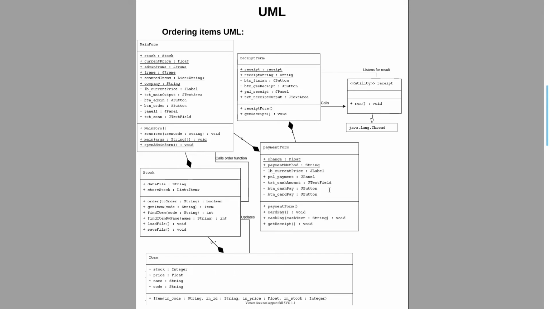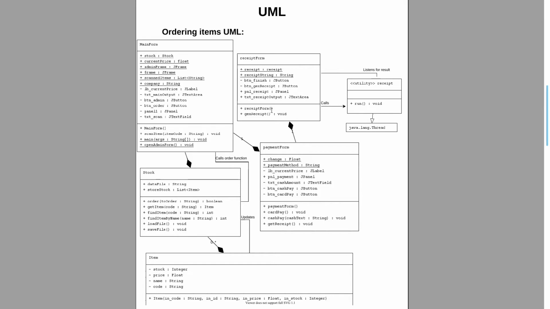So once you're finished, you go through the payment form. The payment form knows how much to pay because it has access to the current price, which goes up every time you scan an item. So once you've paid that off, you can choose cash or card, obviously, doing two separate functions for cash or card. You can go to the receipt form.